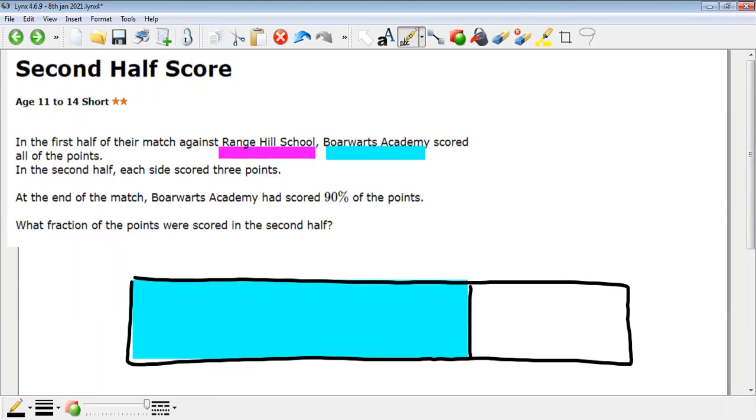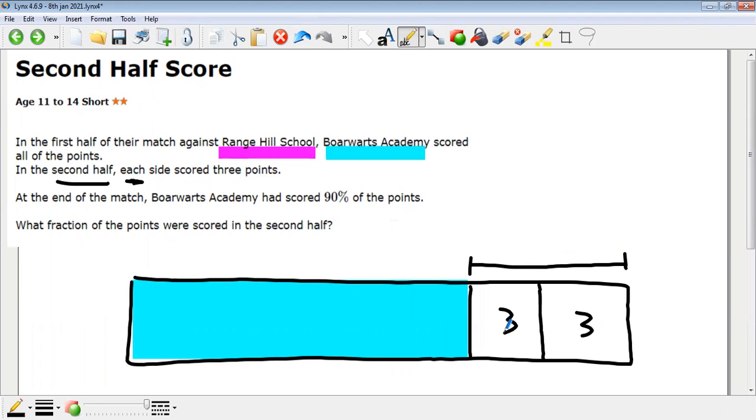Now this is the key part here. So it says at the end of the match, Bulwark's had scored 90% of the points, but in the second half, each side scored 3 points. So that means that this remaining part of the bar here, we need to split in half because they actually each scored the same. And we know that's worth 3, and so is this one here, okay?